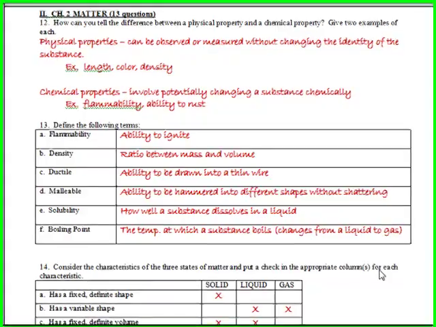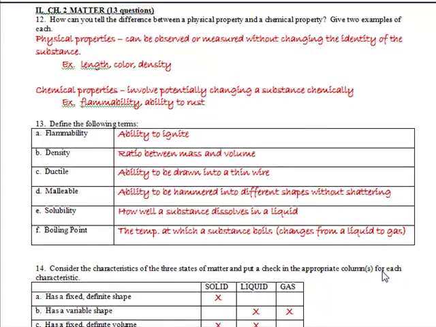Now, Chapter 2, the second part here, deals with matter. The first question, number 12, says, how can you tell the difference between physical and chemical properties? And then give two examples of each. Physical properties are anything that you can see, you can observe, or you can measure without changing the identity.